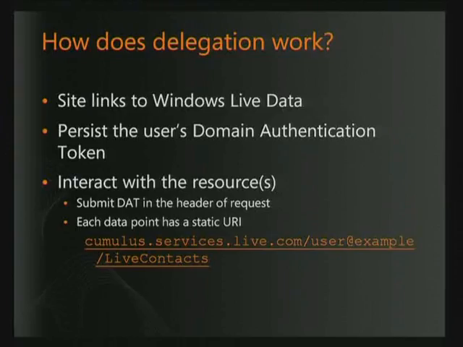Now, once you're on that site and you grant permission, it returns a thing called a domain authentication token. This is just a key to open your contact store or your photo store, whatever access control you've allocated. It's a key to open that up, and it's only for that website, so it's encrypted against their domain as well. Then they just go and use that key against a common endpoint. Right now it's cumulus.services.live.com, the user's email address, and then whatever store you're after. We'll drill into this a little bit later on.